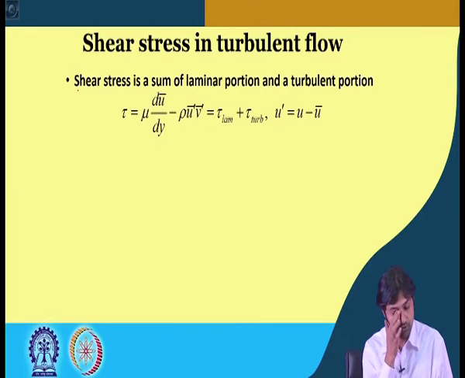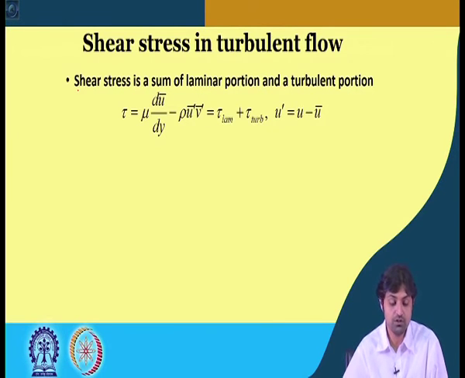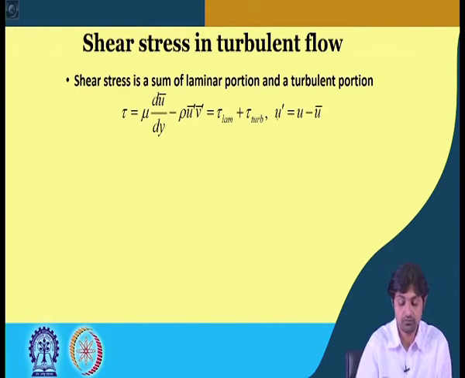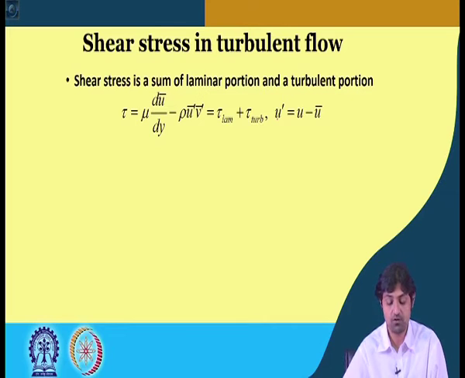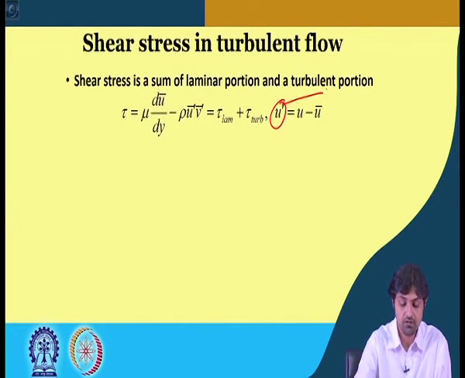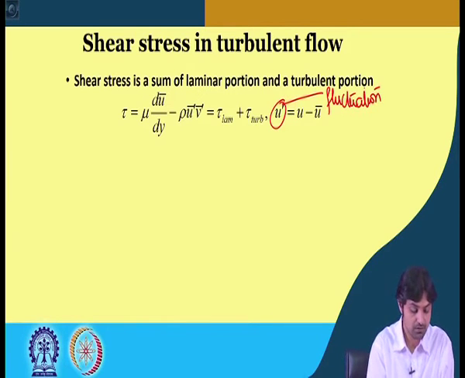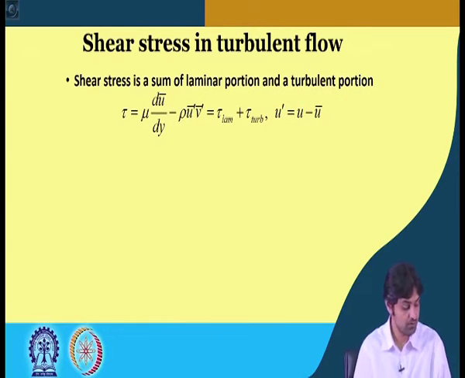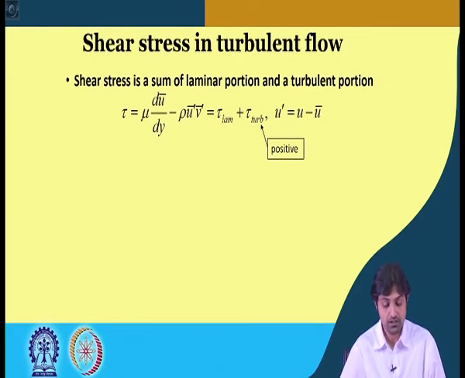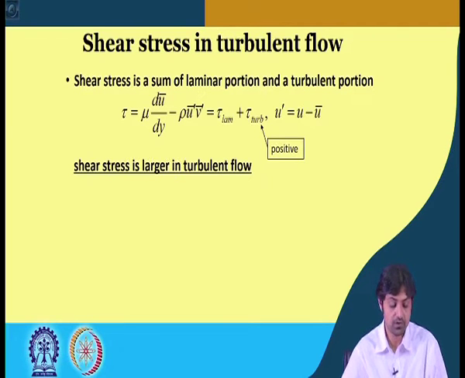As shown before, tau is equal to mu du/dy minus rho u' v' whole bar. So tau laminar plus tau turbulence, where u' and v' are fluctuations, and this shear stress due to turbulence is positive, and therefore it is the sum of two shear stresses. Shear stress is larger in turbulent flow.